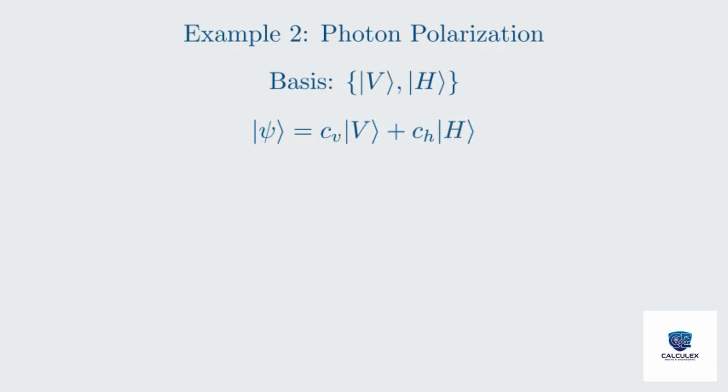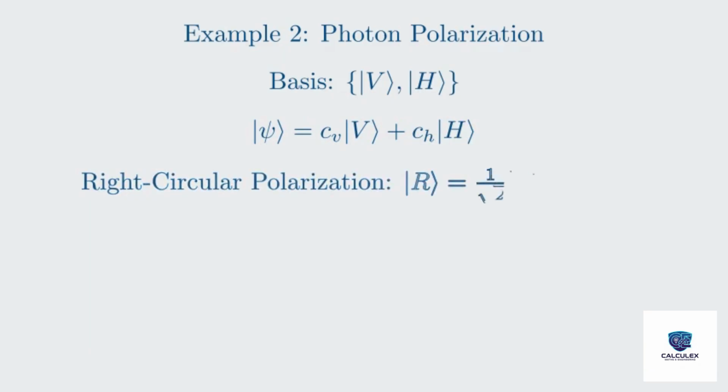Now let's consider a photon that is right circularly polarized. How would we write that as a vector? It turns out the state for right circular polarization can be written as 1 over the square root of 2 times |H⟩ plus i over the square root of 2 times |V⟩.